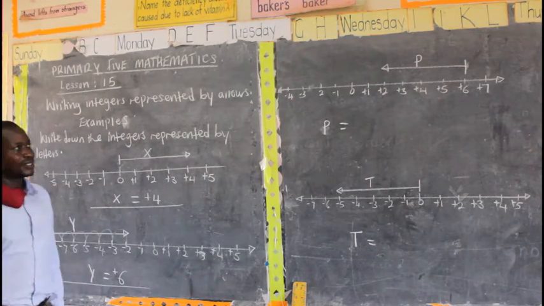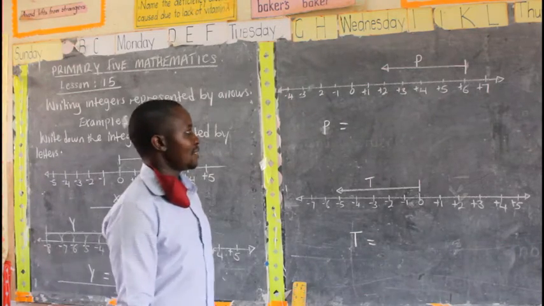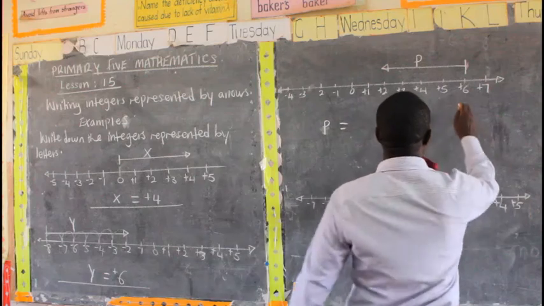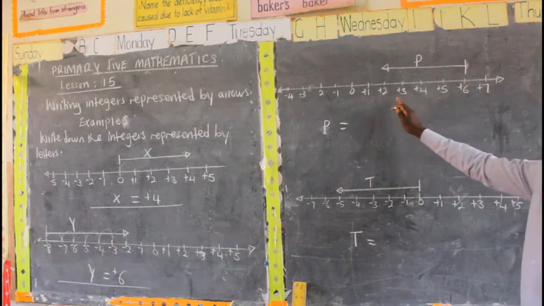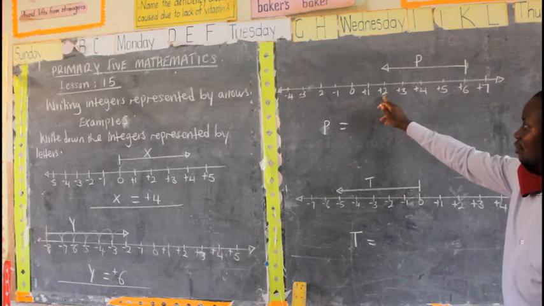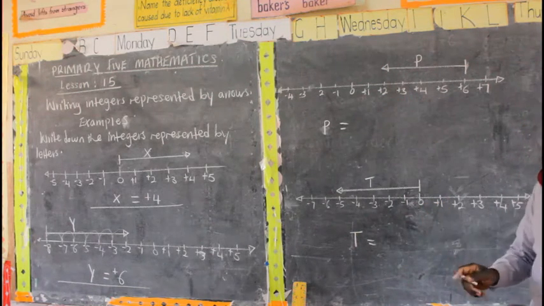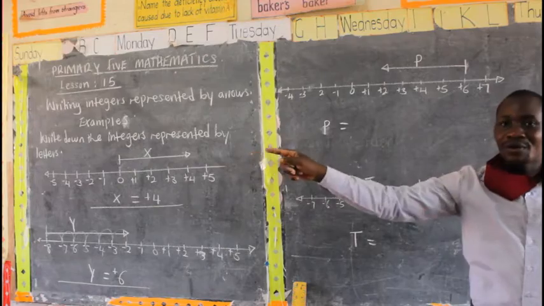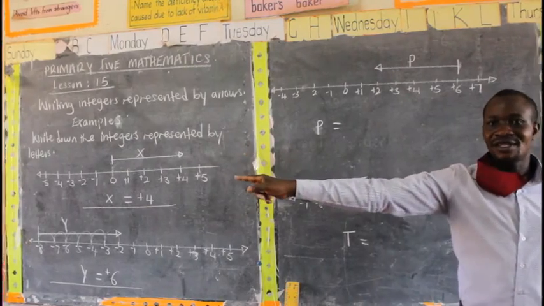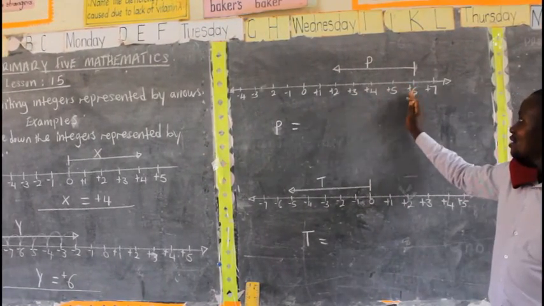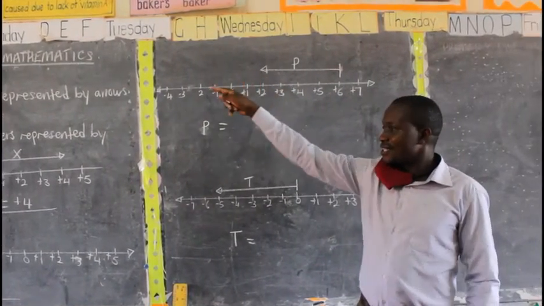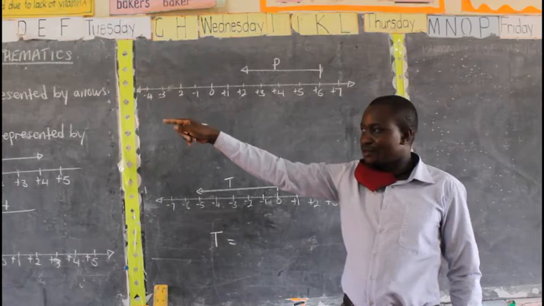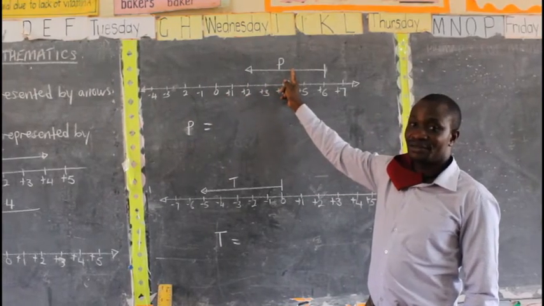Example 3. We have arrow P. Arrow P is beginning from +6 up to +2. But which direction? It is pointing this side, where we are finding the negatives. It is beginning from 6 up to 2. This is the direction it is taking, a negative direction. Therefore, this arrow is a negative.